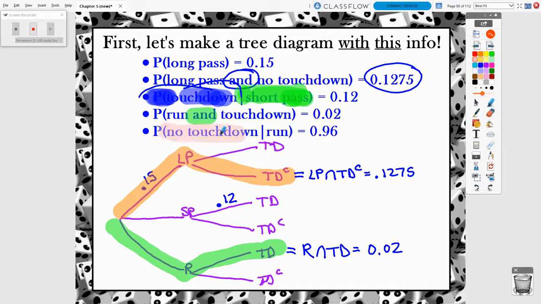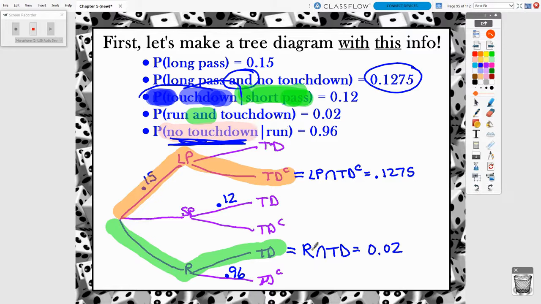And then the final probability given to us: no touchdown. So you have to keep in mind, how many situations are there where there's no touchdown? Well, this is a no touchdown, this is a no touchdown, this is a no touchdown. Which no touchdown are we talking about? It's the one given that you ran the ball. Well, let's see. It's not this one. That's when we threw a long pass. It's not this one. That's when we did the short one. It's this no touchdown. So that 96% goes on that branch. Again, no touchdown is one singular event. The conditional part is just extra information.